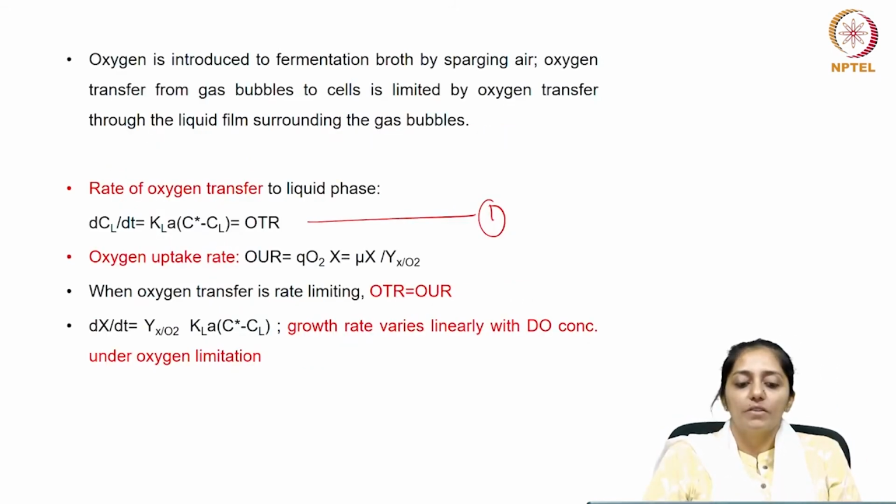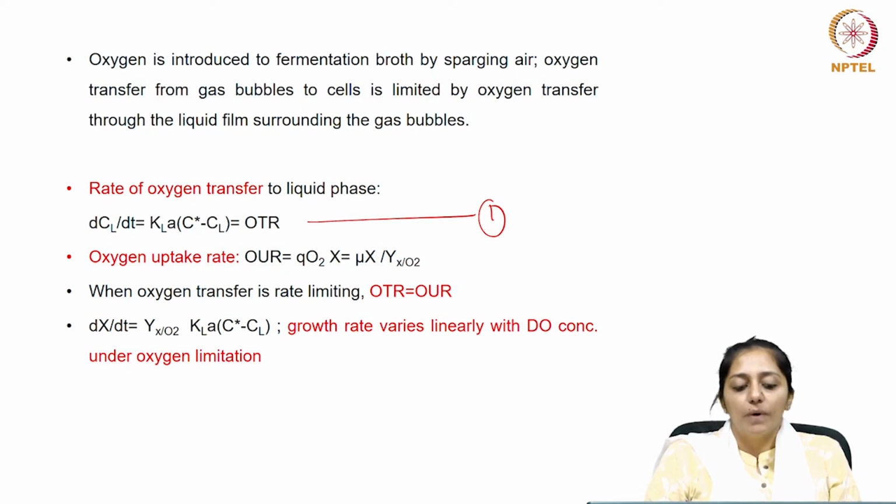Generally, oxygen is introduced into the fermentation broth by sparging air. Now, oxygen has to be transferred from the gas bubbles to the cells, which can get limited by the oxygen transfer through the liquid film surrounding the gas bubble.